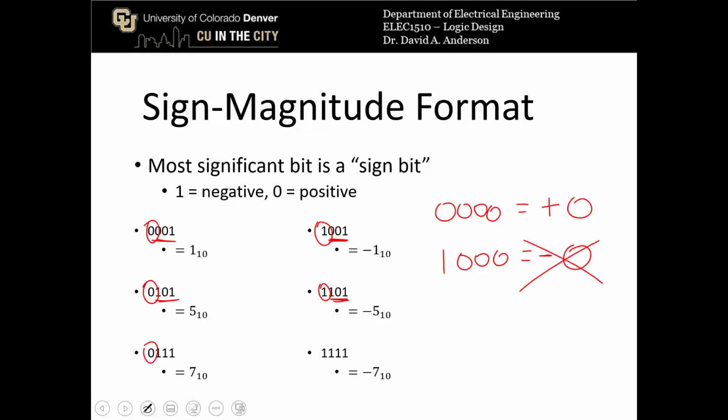So we're wasting one of these representations. It wouldn't ever be used. So this isn't the most efficient way to represent signed numbers, it turns out.